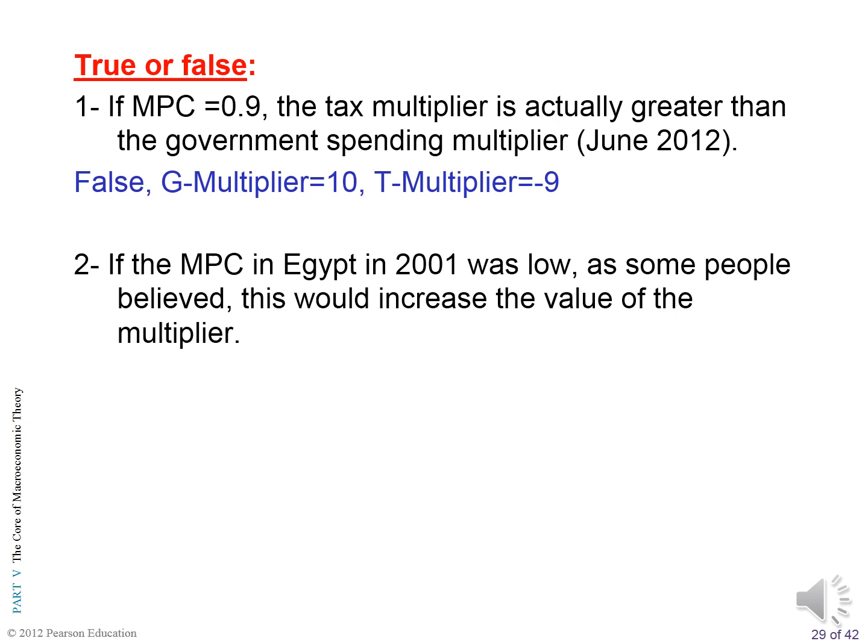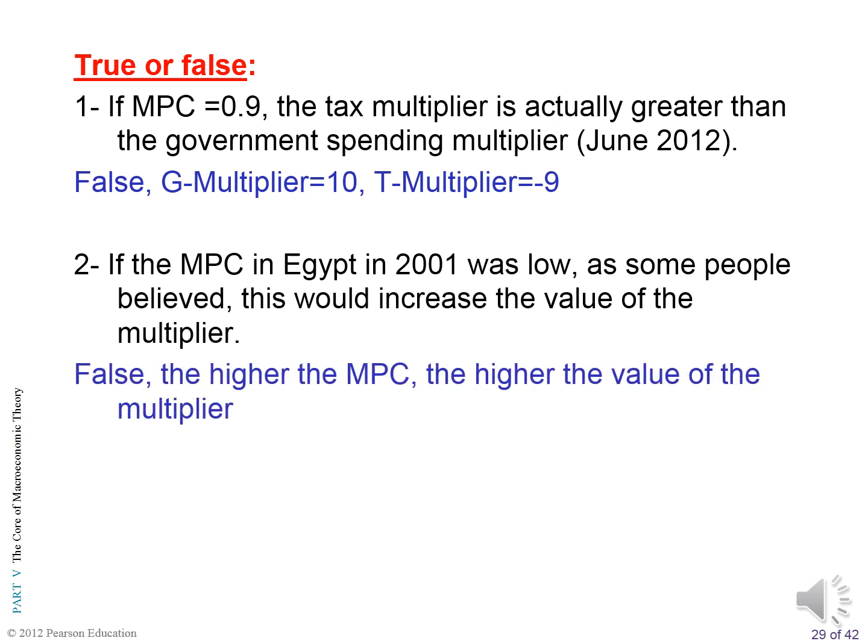If the marginal propensity to consume was low in 2001, as some people believed, this would increase the value of the multiplier. What do you think? Of course false. We know that the value of the multiplier is related positively with the marginal propensity to consume and negatively with the marginal propensity to save. Remember, whenever the marginal propensity to consume increases, the value of the multiplier will increase. If marginal propensity to save increases, the value of the multiplier will decrease, and so on.